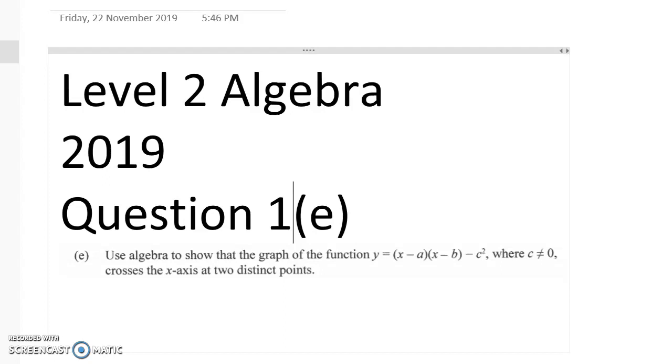Here's another of the algebra questions from yesterday's exam. So again, this is mainly made for next year's Year 11s and 12s who are doing level 2, because those of you who've just sat the exam might still be in recovery mode.